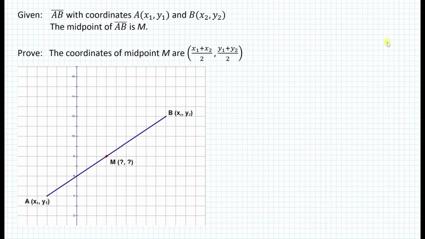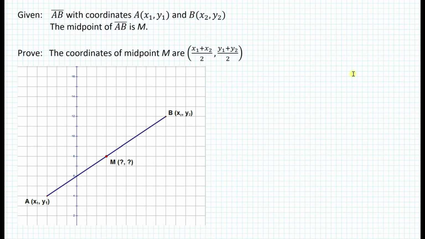For the proof, we're given a line segment AB with point A (x1, y1) and point B (x2, y2). We're also given that the midpoint of AB is M. What we want to prove is that the coordinates of midpoint M are (x1 plus x2) over 2 and (y1 plus y2) over 2. So how do we proceed with this proof?